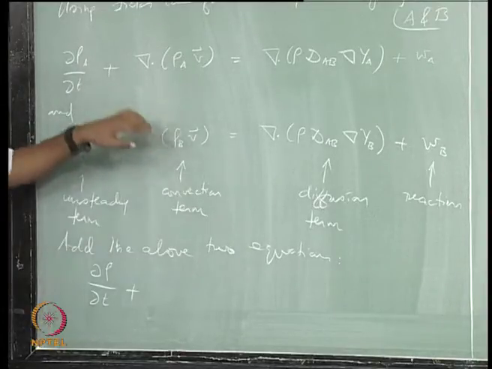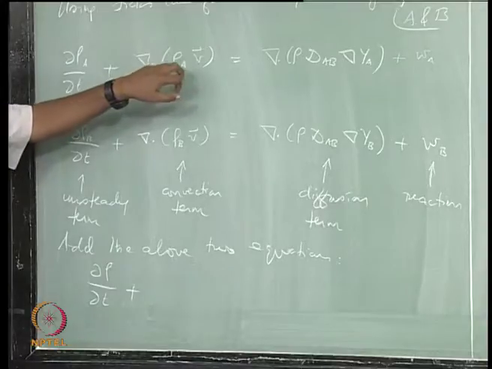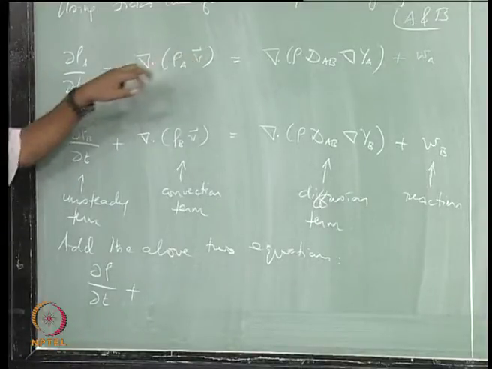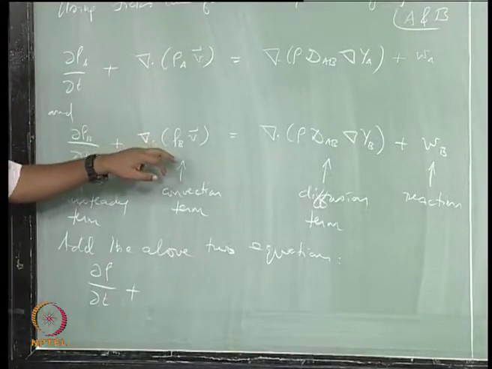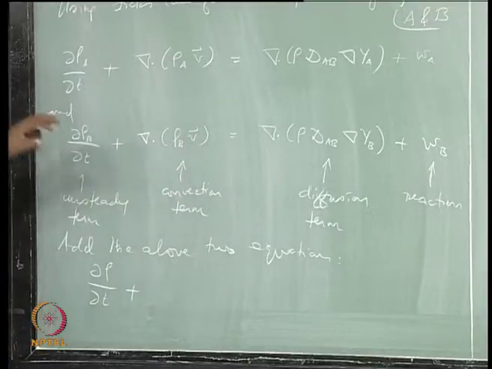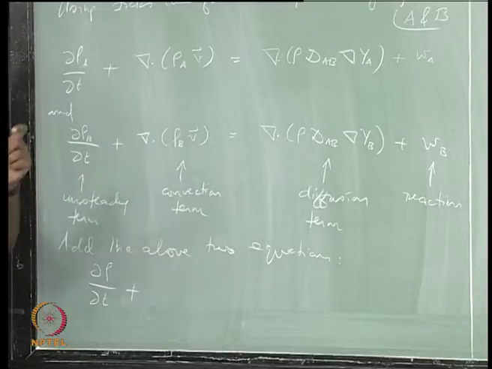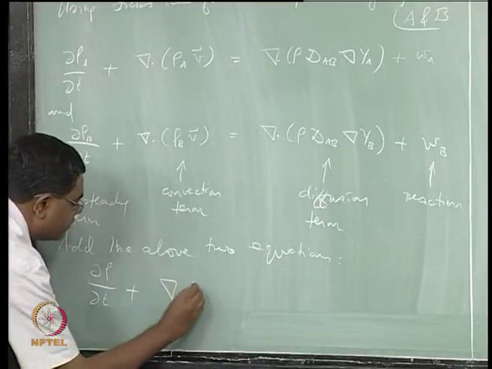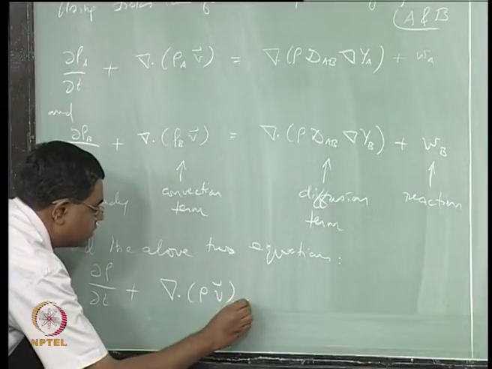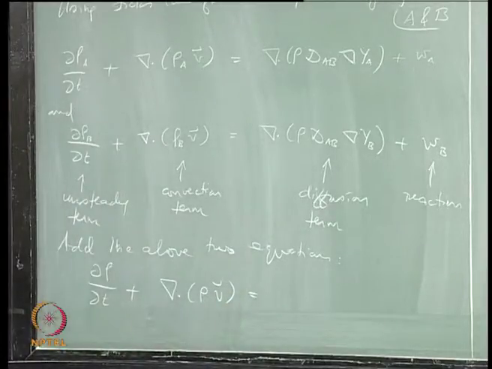So divergence of rho a times v vector plus divergence of rho b times v vector is nothing but divergence of rho a plus rho b times v vector. So rho a plus rho b is again rho, so this is divergence of rho times v vector. So this is divergence of rho v vector equal to, let's look at what happens here.